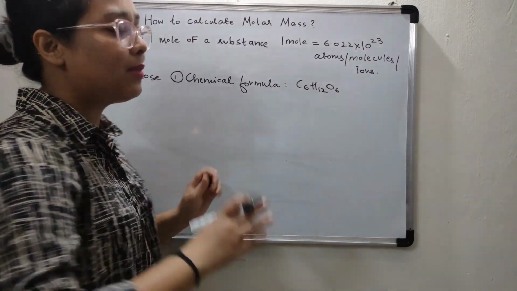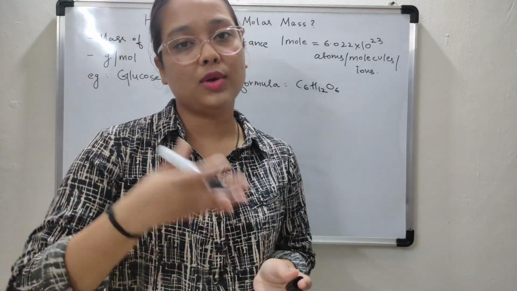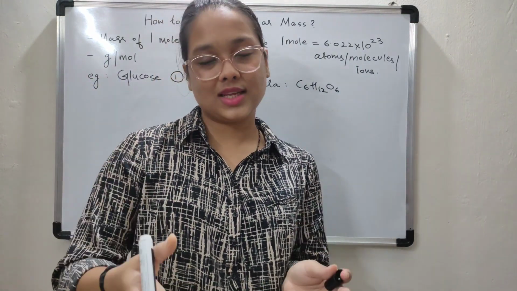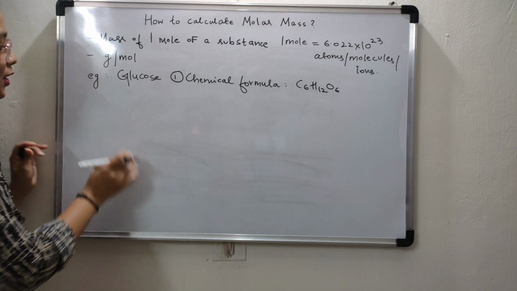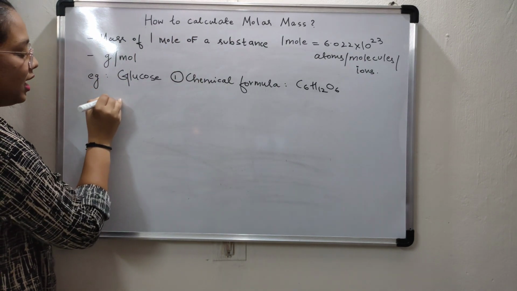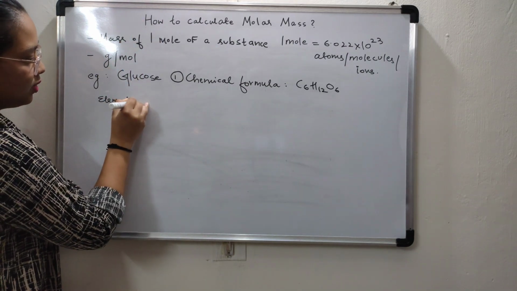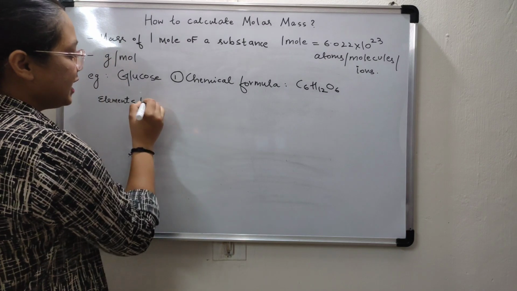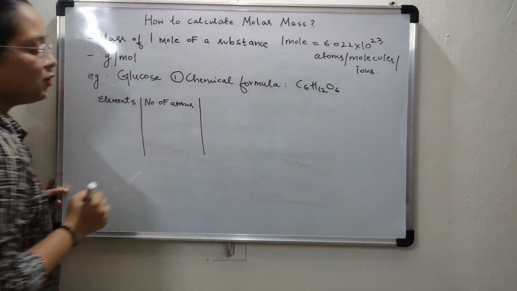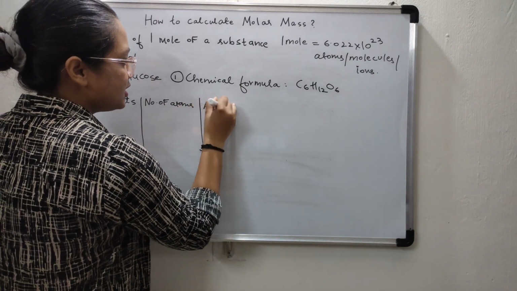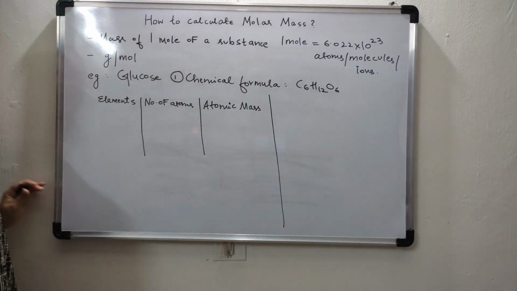Now second, I am going to make a table in which whatever information is required I am going to fill. The same table you can formulate for any example given to you, and using that table you can easily calculate your molar mass. Look at the table carefully. First of all, I am interested in all the elements present in my chemical formula. Second, the number of atoms of each element present, and lastly, their atomic masses.